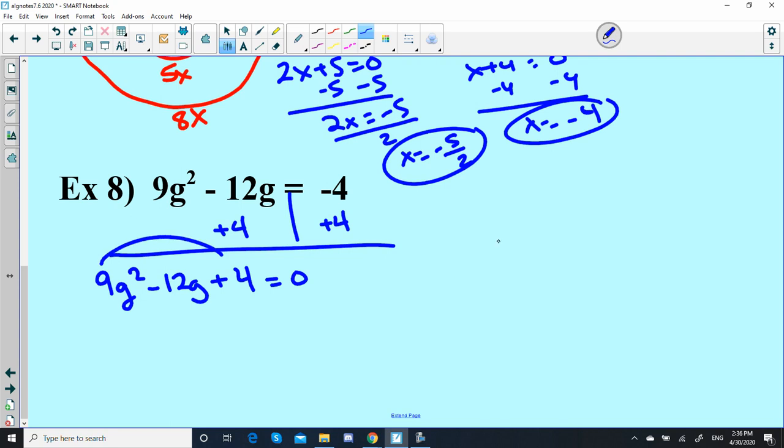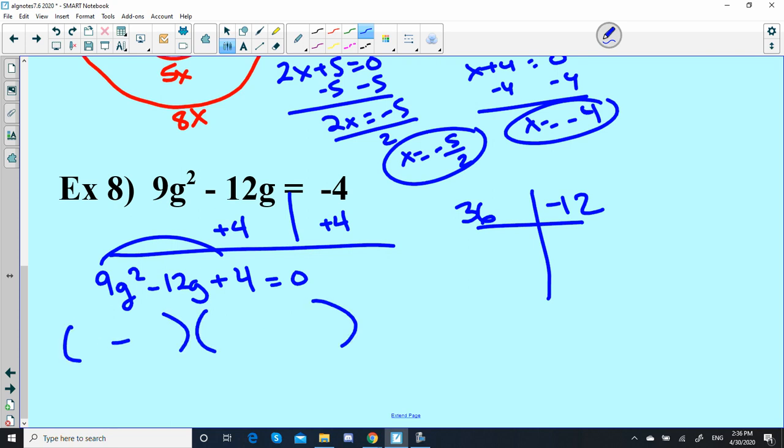So I'm looking for factors of 36 that give me negative 12. I know from the sign situation that both of them are going to be minus or negative in the middle. I know that for sure because a negative times a negative is a positive. But when I add a negative and a negative, I get a negative. I just need to figure out what the numbers are. So 1 times 36, when I add them, I get 37. That's not it. 2 times 18, when I add them, I get 20. That's not it. 3 times 12, when I add them, I get 15. That's not it.